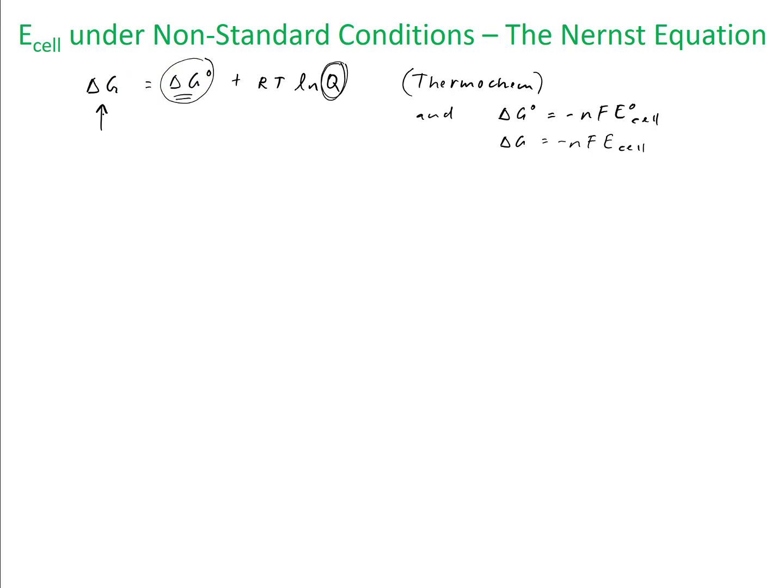So we're taking this, and we're going to plug in negative nFEcell, and we're going to take this and do the same, but for standard Ecell, plus RT ln Q. And then this is really it. This is the Nernst equation, but it's usually not written like that in textbooks. So usually we clean it up a little.